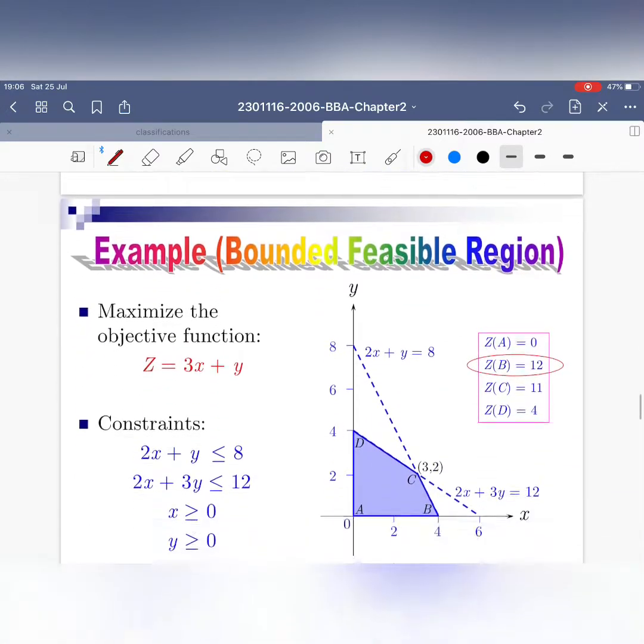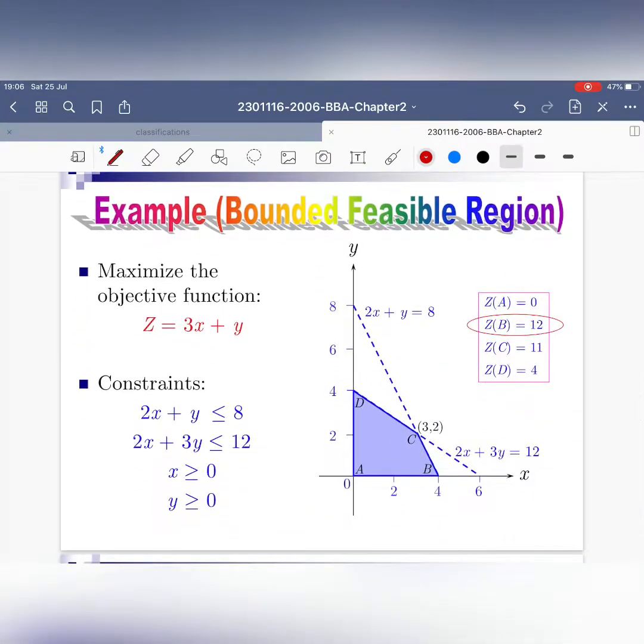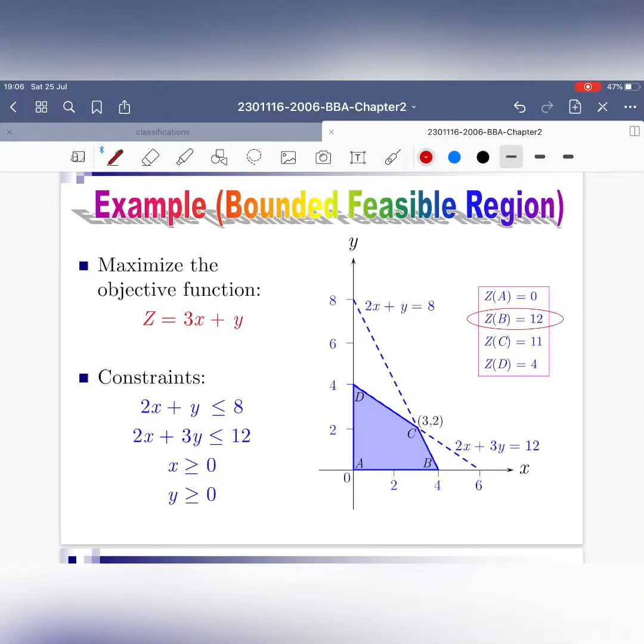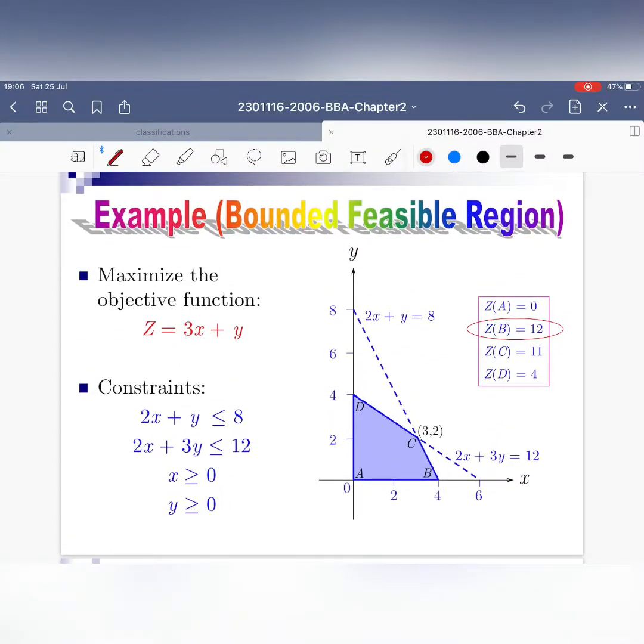Another one is the unbounded feasible region. Oh, I'm sorry. This is still a bounded feasible region. Okay, the bounded feasible region. It is like the one that we did previously.